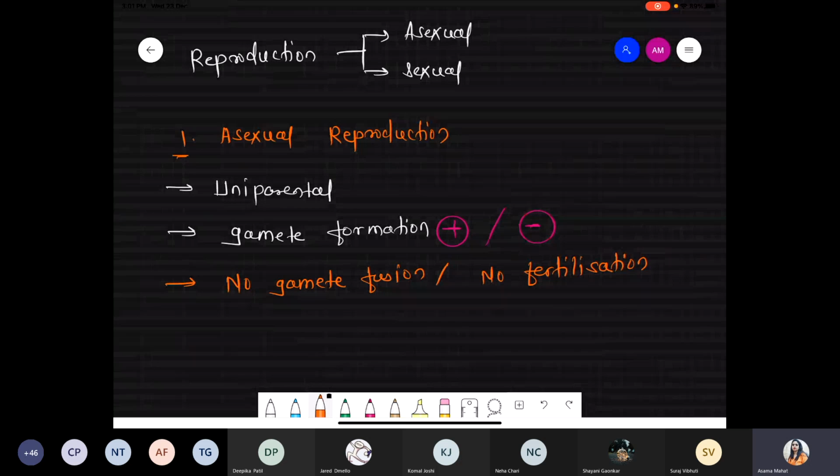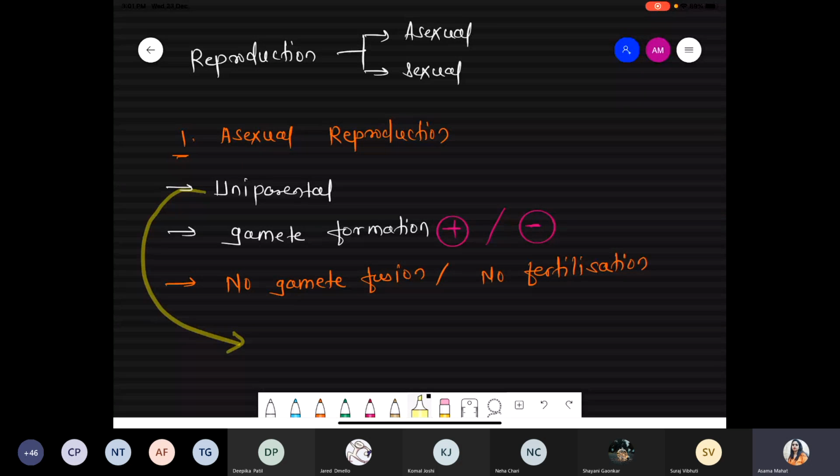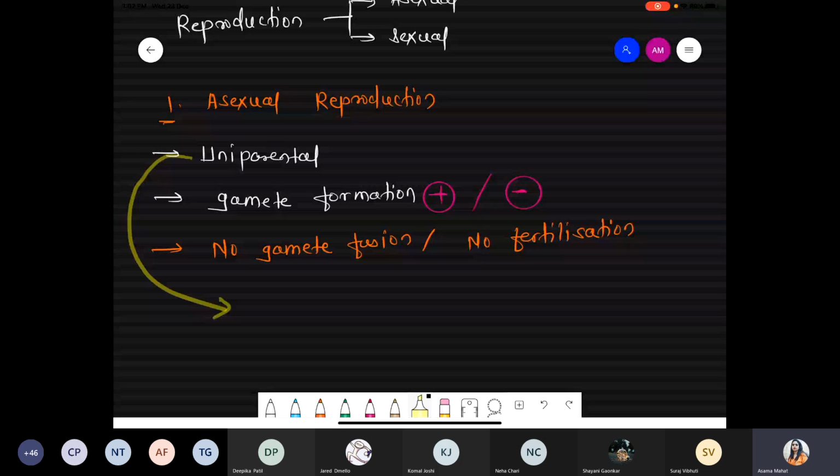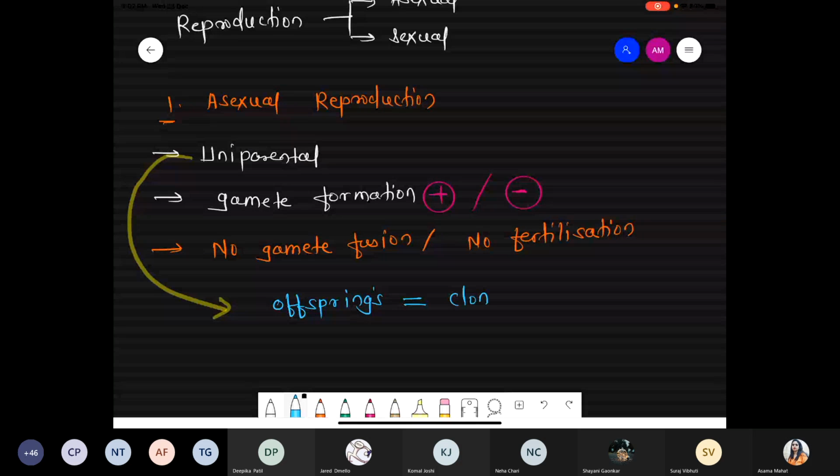And another point, obviously here we are talking about a single parent being involved, only a single parent, meaning no combination is happening. Gametes get formed, and now those gametes show a division process like mitosis, and they form a new organism simply by the asexual mode of reproduction. So no gamete fusion means there is no variation. So whatever offspring get formed, whatever children get formed, all those offspring, they are clones, right? And clone means what? That is morphologically and genetically similar to each other.